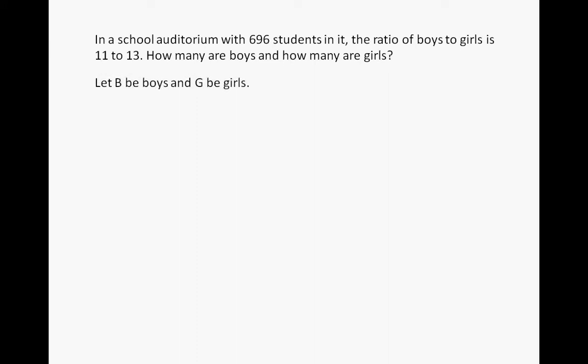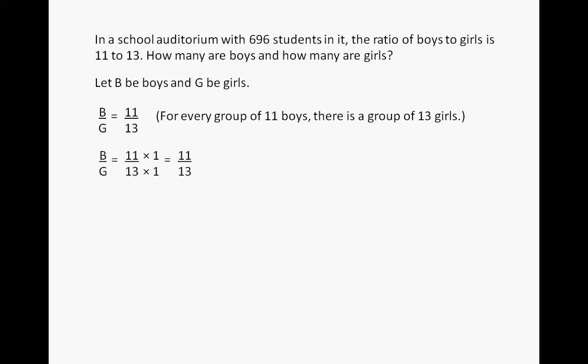So we're going to use capital B for boys and capital G for girls. And to set up our ratio, since we are comparing boys to girls, we have B over G. And B over G in this case is 11 over 13. So what we have is for every 11 boys, there is a group of 13 girls. So for each group of 11 boys, there's a group of 13 girls.